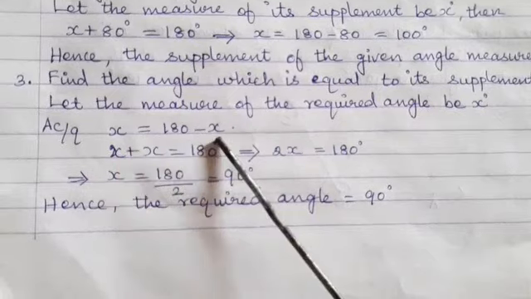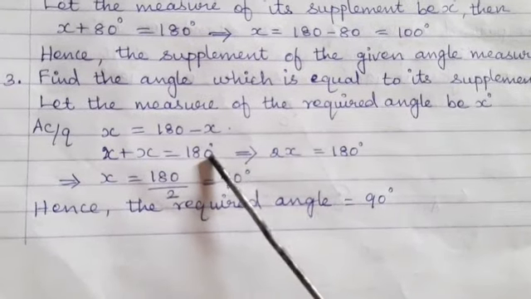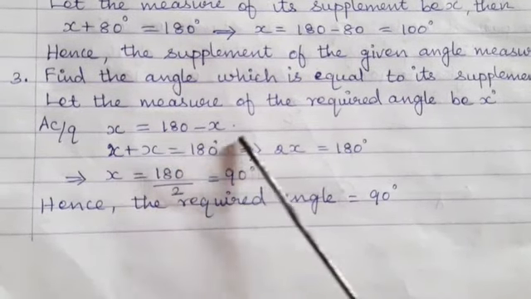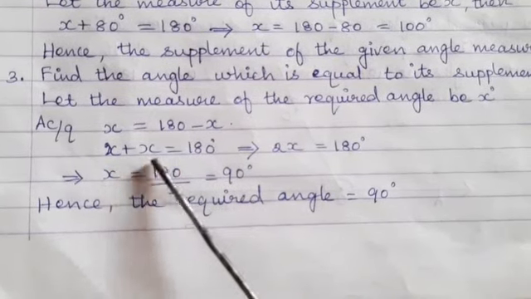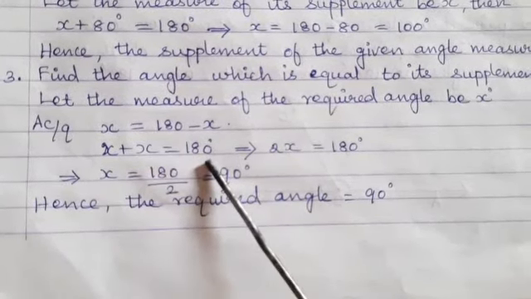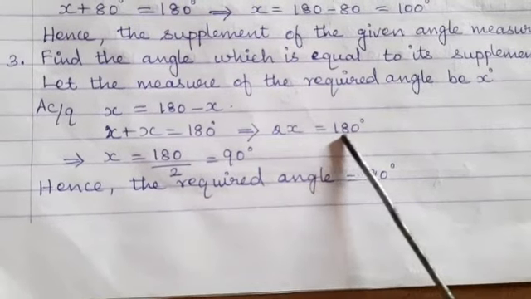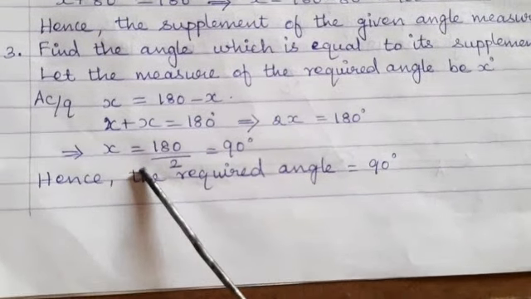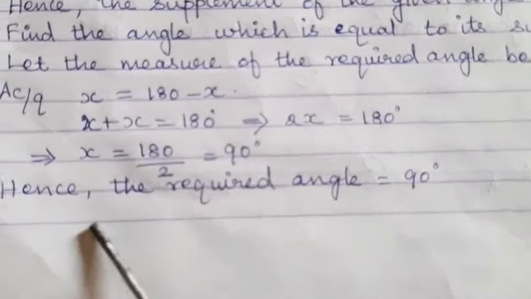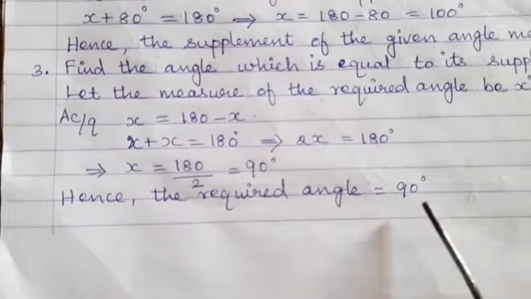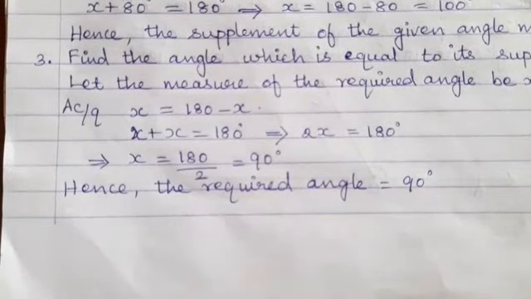So this is a linear equation. Now the next step is separation of variables and constants. The minus x on the right side comes to the left side as plus x, so x plus x is equal to 180 degrees. 2x is equal to 180 degrees. Then x is equal to 180 by 2, which is equal to 90 degrees. Hence the required angle is equal to 90 degrees.